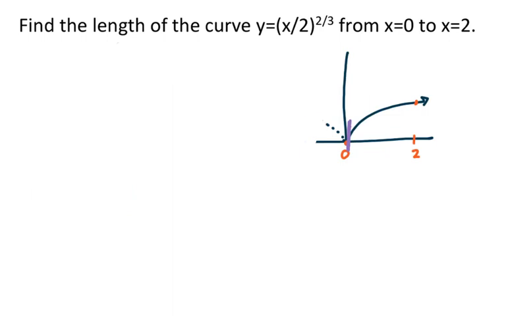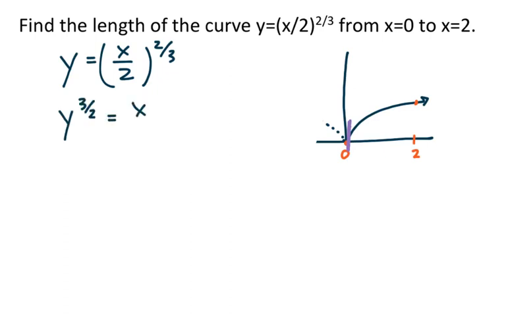We're going to take our function y equals (x over 2) to the 2/3, and I'm going to rearrange it so that instead of y in terms of x, we'll have x in terms of y. So that would be y to the 3/2 equals x over 2, multiplied by 2: 2y to the 3/2 equals x.